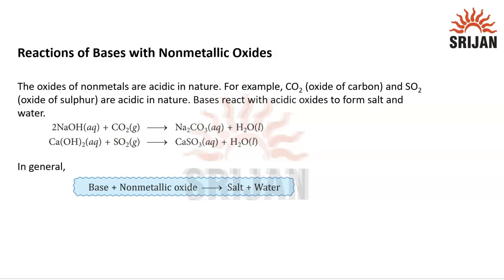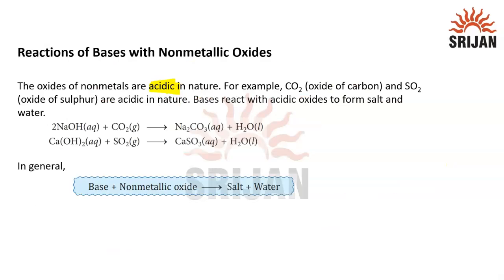Now the topic is reaction of bases with non-metallic oxides. Non-metallic oxides are acidic in nature, meaning whenever they react with a base, a neutralization reaction will happen. That means acid and base will give us salt. Examples of non-metallic oxides are carbon dioxide, CO2, and sulfur dioxide, SO2. They both are acidic in nature. So whenever an acid reacts with a base, we will see a salt and water.